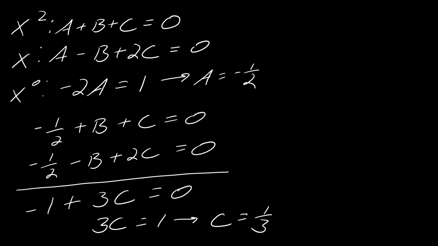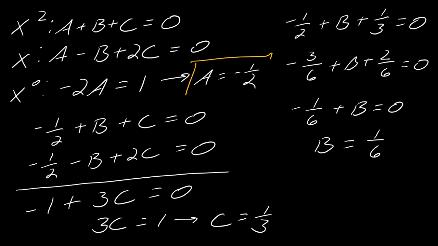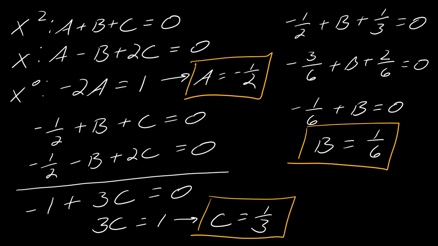Okay, and then I just have to finish solving for b. So let's see, I'll use the first equation. So we've got negative 1/2 plus b plus 1/3. This needs to equal 0. So obviously I've got to get a common denominator, so let's call this negative 3/6 plus b plus 2/6 equals 0. So this gives me negative 1/6 plus b equals 0, therefore b equals positive 1/6. And so just to recap, I have a, b, and c.